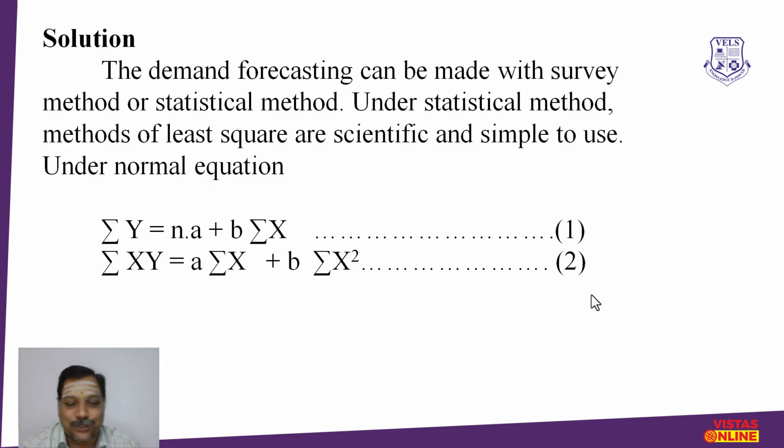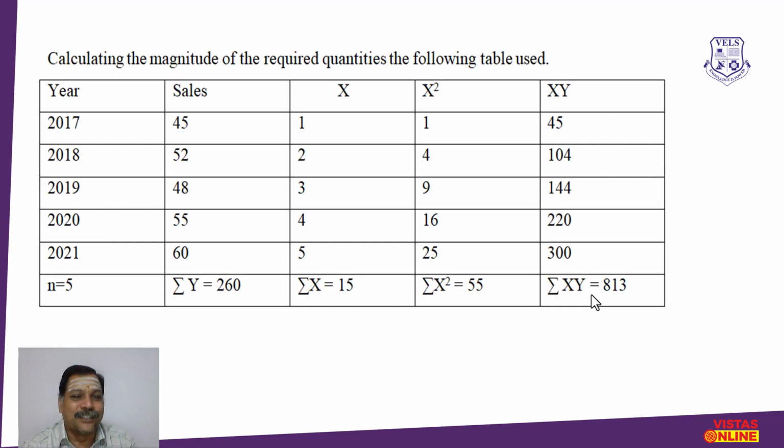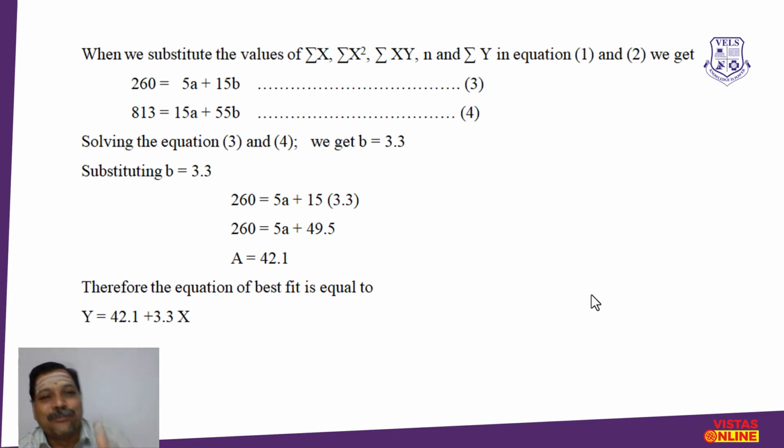We have to substitute these values. That is, summation x squared is 55. Substituting these values, we can form the third equation and the fourth equation. 260 equal to 5a plus 15b. This is equation number 3. 813 equal to 15a plus 55b. It is equation number 4.